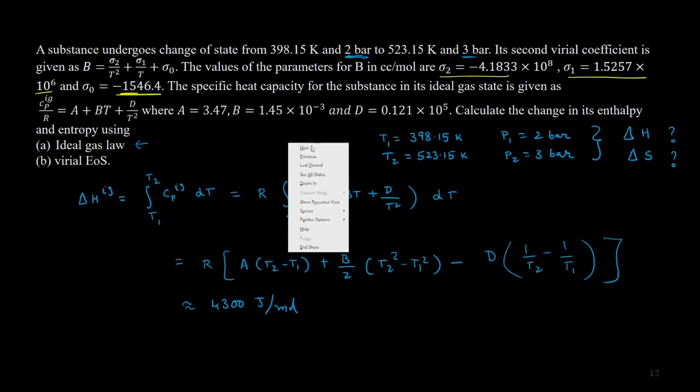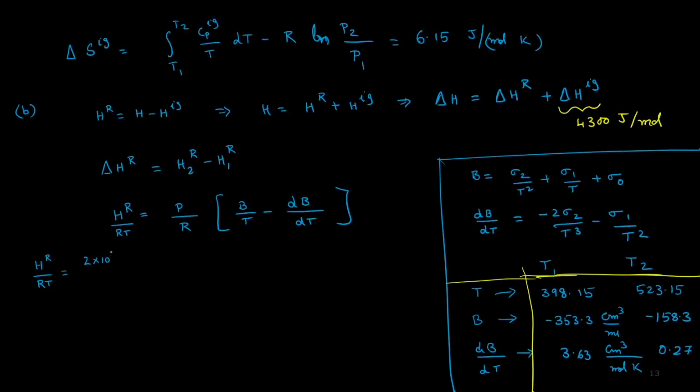So this is 2 bar, so 2 into 10 power 5 pascals over 8.314 joule per mole Kelvin, which is the value of R. Remember, now I'm converting everything into SI units to be consistent, so I have to convert B into meter cube per mole. So it's going to be negative 353.3 into 10 power negative 6 meter cube per mole. The 10 power negative 6 is to convert cc per mole to meter cube per mole, over the temperature at the first condition.